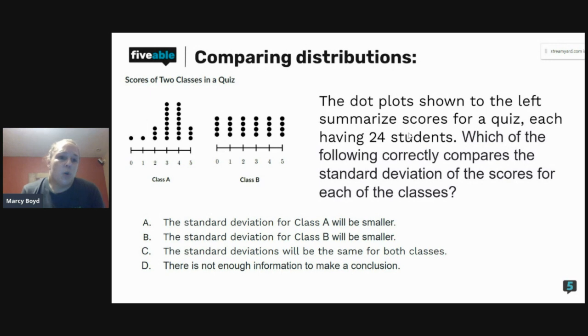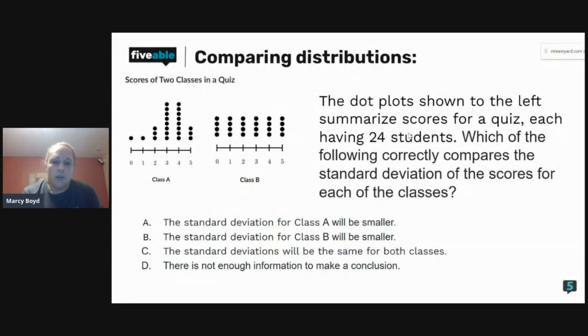All right. So here, 2 classes for a quiz. We are given dot plots. If you're not familiar with a dot plot, it is really just a histogram, right? But instead of bars that are touching, they're just dots instead of columns. The dot plots shown to the left summarize scores for a quiz. You have class A and class B, and each one has 24 students. Which of the following correctly compares the standard deviation of the scores for each of the classes?